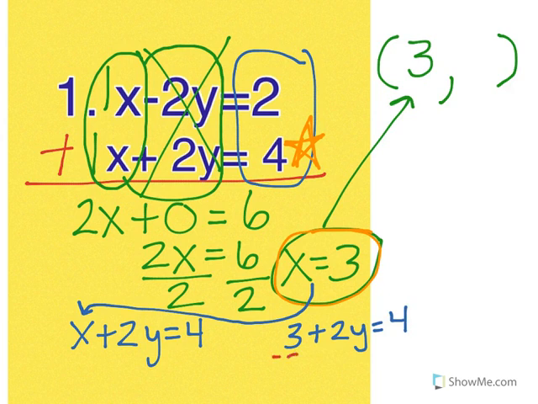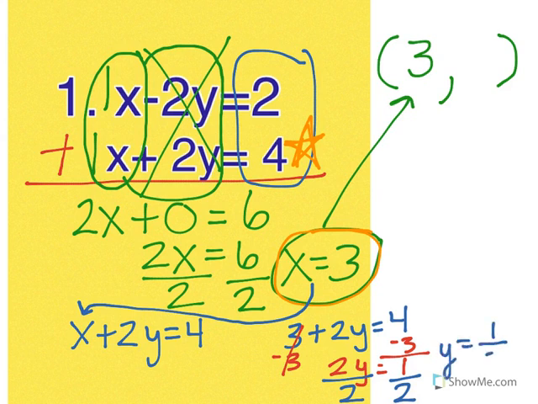Then you're going to subtract 3 on both sides. You get 2y equals 1. And then we're going to divide by 2. So y equals 1/2, or 0.5. That's our answer for y. It's 0.5 or 1/2. So the answer for both of our systems is 3 and 0.5.